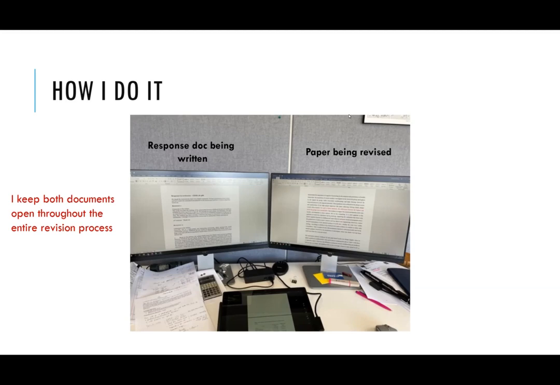On the left, I have my response document. And as I revise the paper, I'm going down through the review comments. And as I change something in the paper, I'm writing something in the response document about how I've amended the paper. And so when I'm revising a paper, that's what I do. I always have both documents open. And that makes it much easier for me. And it also ensures that I don't miss anything.